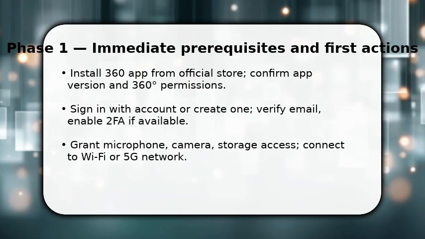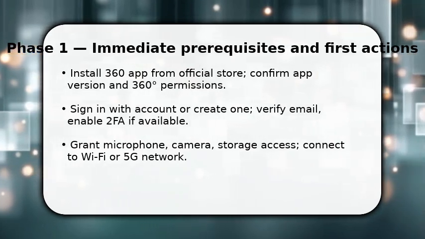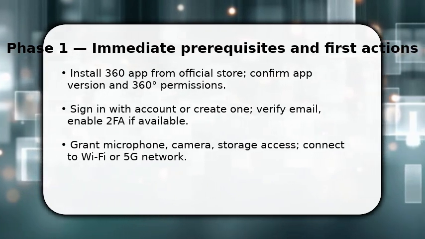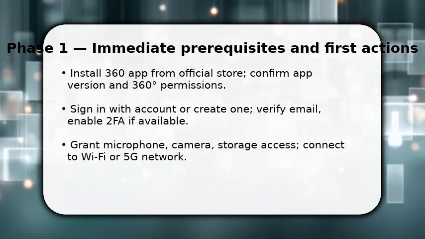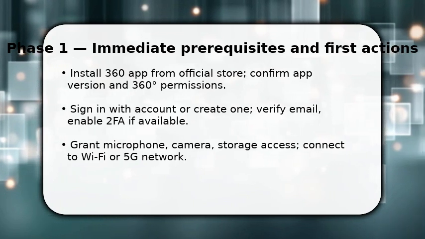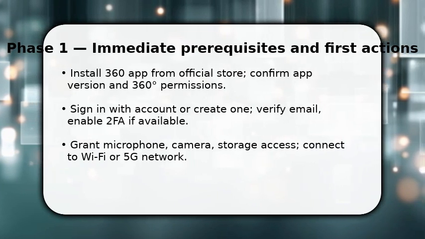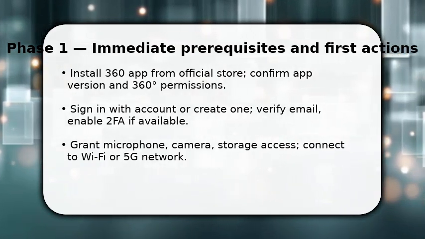You start by confirming essentials so the app runs smoothly. Install the 360 app and sign in. This links your data to the cloud. Once done, enable 2FA and verify email to protect access. Make sure to grant camera, mic, and storage permissions. Without them, capture and saving fail.